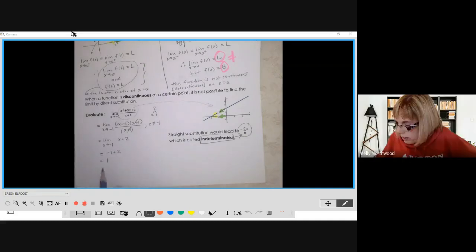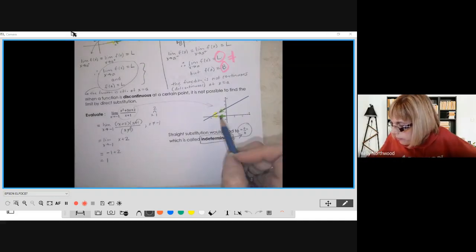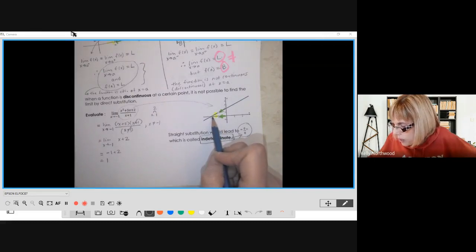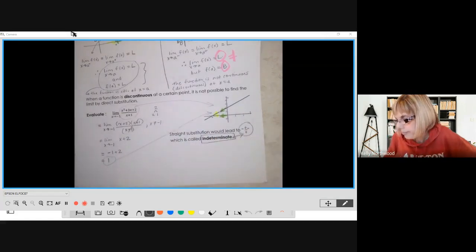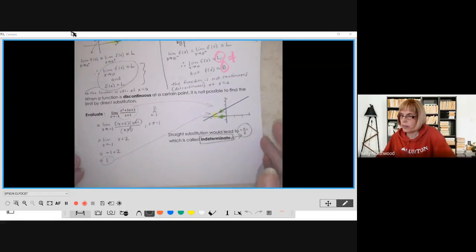Yeah. And then if you look at your graph here as well, you can see that as x approaches -1 from the left and the right, the curve is approaching 1, which is the answer we got. Even though there's a hole there, we still found the limit.